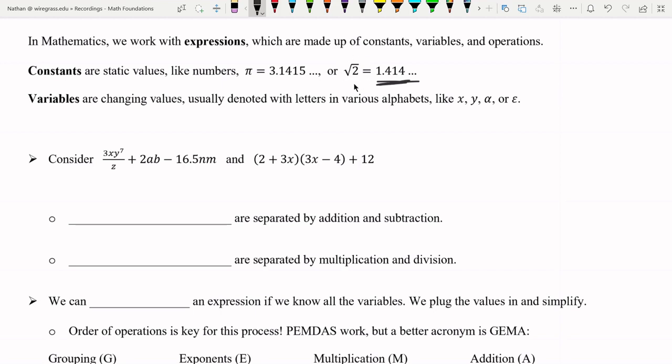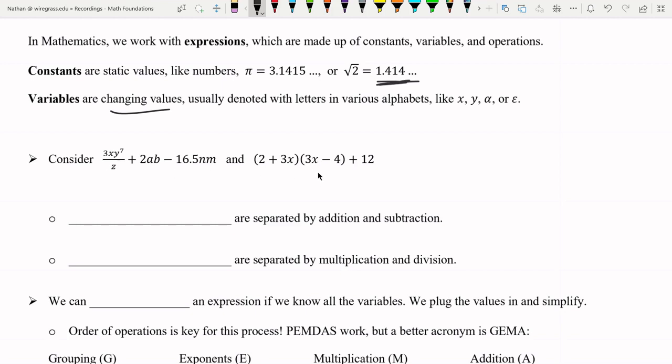We like to write square root of 2 sometimes, though, so that we don't have to write this, just like how we like to write pi instead of this number. But those are all constants. They don't change in value. Variables, of course, on the other hand, can change in value. We don't know what the value is until we either solve for it or we put something in. And these are normally used with letters. X and Y are the classic ones. We also will use other alphabets, like the Greek alphabet for alpha here and epsilon or beta, things like that.